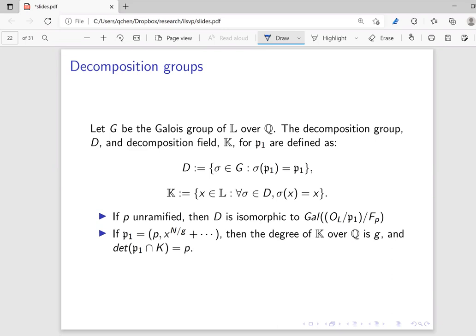This group and field have these two properties. If P is unramified, then D is isomorphic to the Galois group of O_L over P1, and O_L over P1 is an extension of the finite field. So this Galois group is essentially generated by a single element, the Frobenius, so D is going to be a cyclic group. And if the prime ideal is generated as an O_L module by P and the polynomial of degree n over g, then the degree of K, the decomposition field of P1, is actually just g. More interestingly, the intersection of P1 with K gives you a sublattice, and that sublattice has a determinant which is basically P. That's the reason that if D is non-trivial, the difficulty of SVP decreases if you can move to this smaller field.